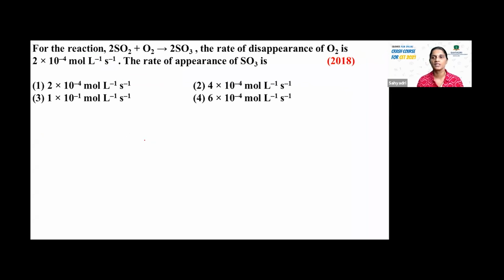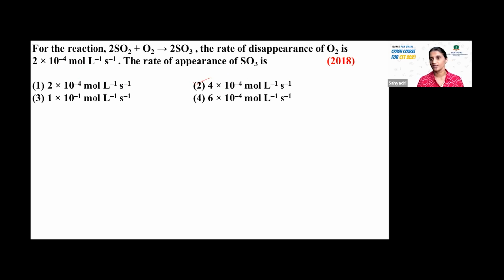Next. This is 2018. What's the answer? The reaction is given, the rate of disappearance of O2 is given. The rate of appearance of SO3 is how many times more? When one mole of O2 disappears, two moles of SO3 will be formed, so twice. So 2 into 10 to the power minus 4 into 2 becomes 4 into 10 to the power minus 4 moles per liter per second. It's a very simple question. The answer is option 2. Clear?